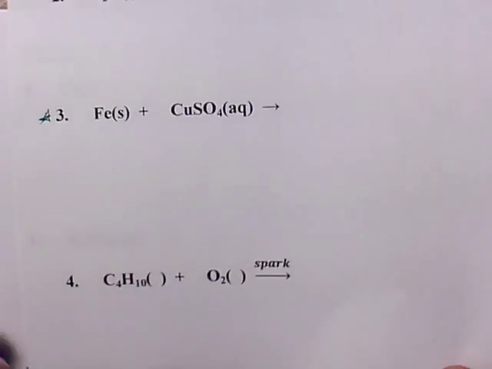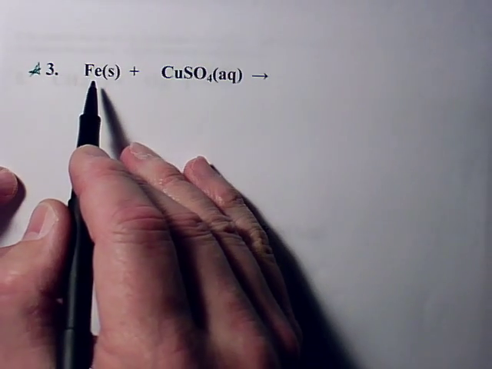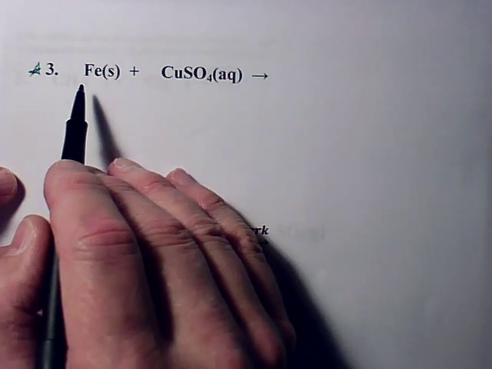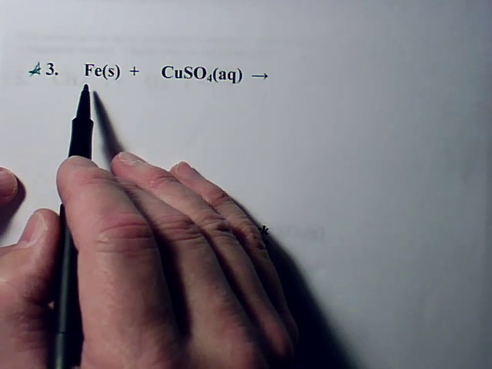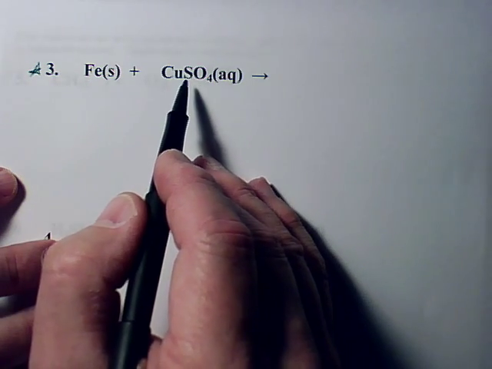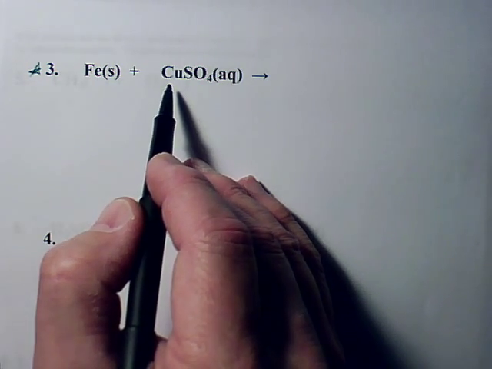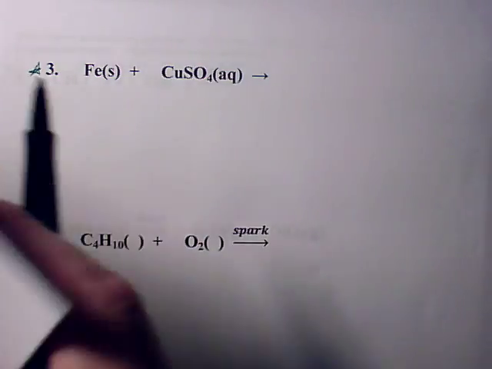All right, let's go back down now to number 3. We identified that as being potentially single replacement. So a single replacement reaction has to have a driving force as well, but it's a different kind of driving force. The element that's by itself has to be more active than the element it's replacing in the compound. Well, this is a metal and that's a metal. Copper is a metal. So what we want to do is to see if iron is more active than copper.